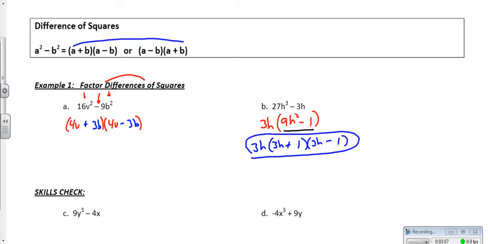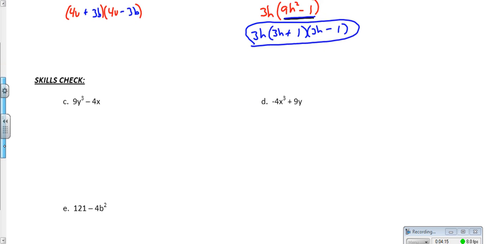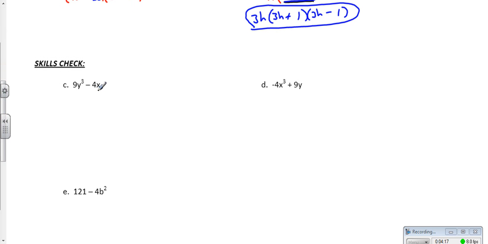So factoring out the 3h helped us see that we had something else we could factor further. But as is, we couldn't factor it very much, except for the 3h. We happened to notice that when we took the 3h out, another circumstance arose that was factorable. Let's try the next one. Now here we have 9y cubed minus 4x. Now this one I see a problem, so let me check something.